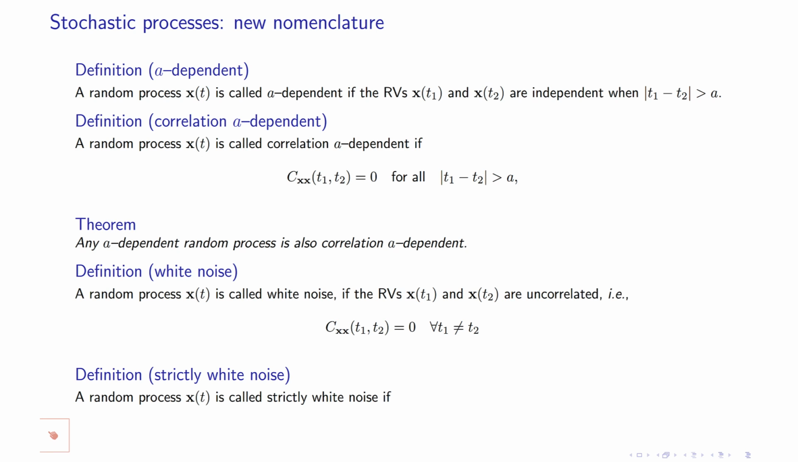A strictly white noise is the case that any two samples are independent. So this strictly white noise is a bit of a stronger condition than the white noise. The white noise definition only involves the autocorrelation, but this involves them to be independent for all t1 and t2.